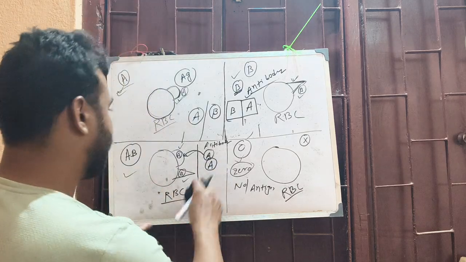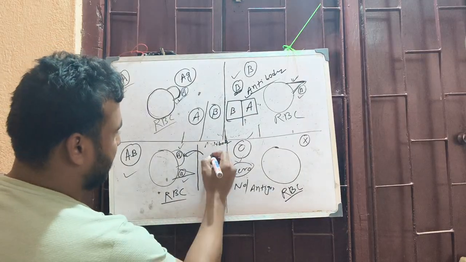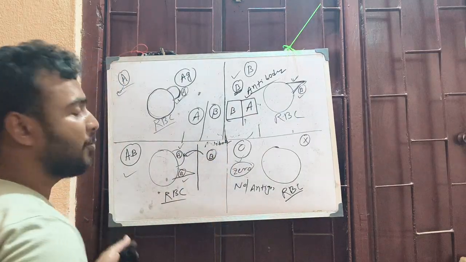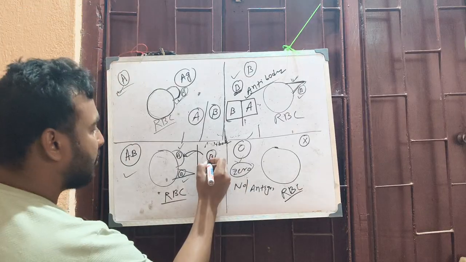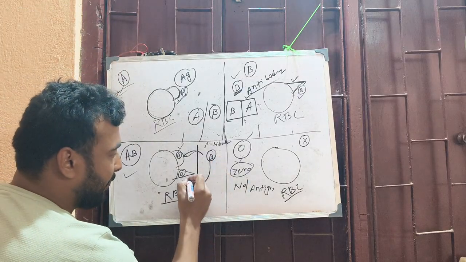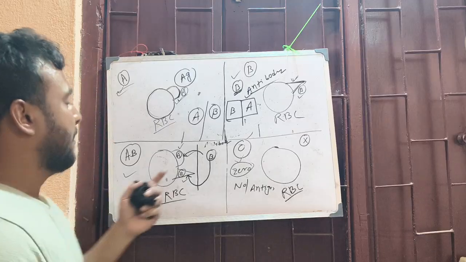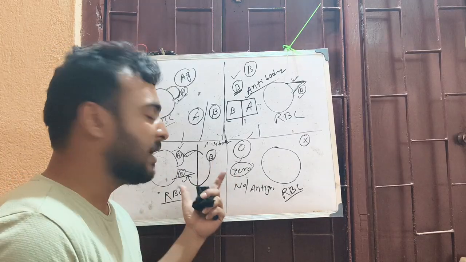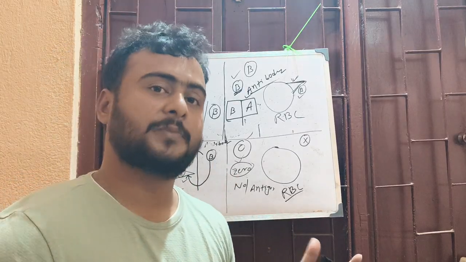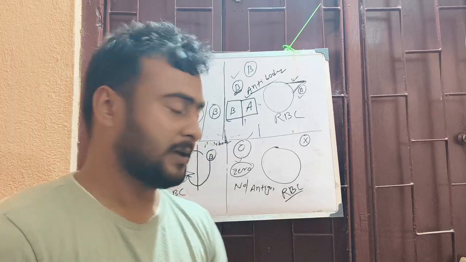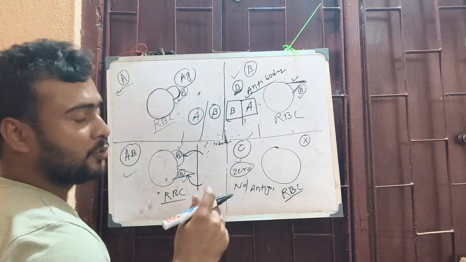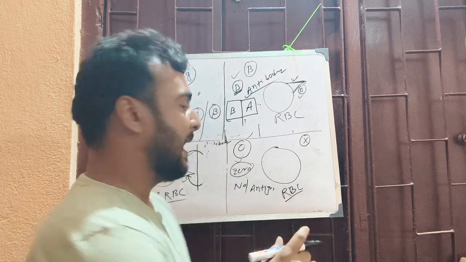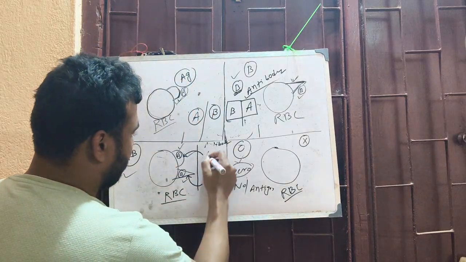If B is present as antibody, what will occur at that time? Since the AB blood group has both antigens, the B antibody will come and complex with the B antigen. At that time, the rupturing of RBC will occur, meaning destruction of RBC will occur. So in the case of the AB blood group, there should not be any kind of antibody. There is no antibody.